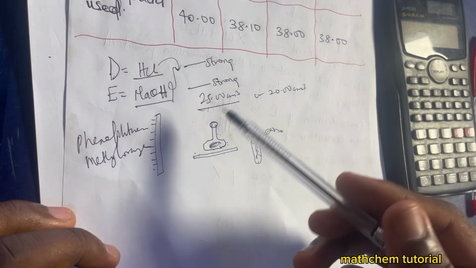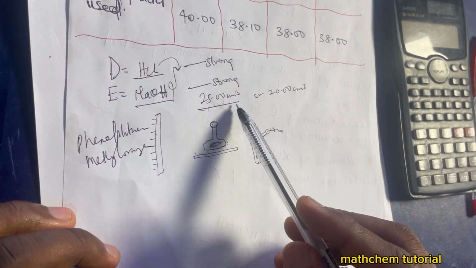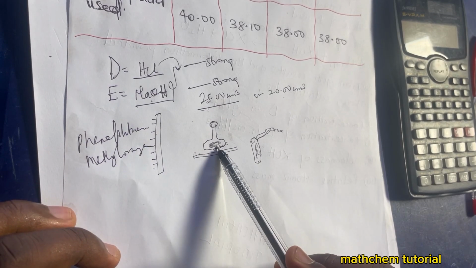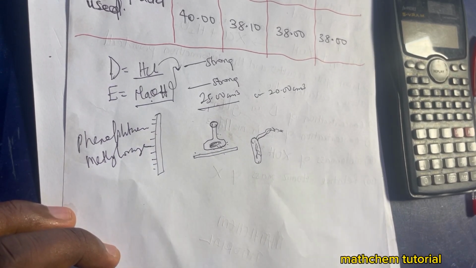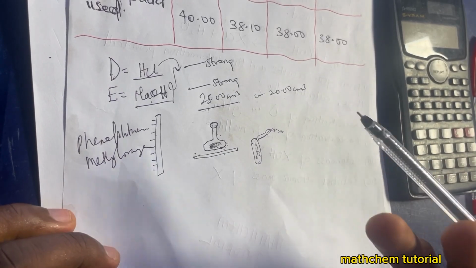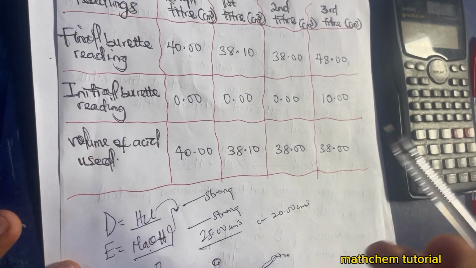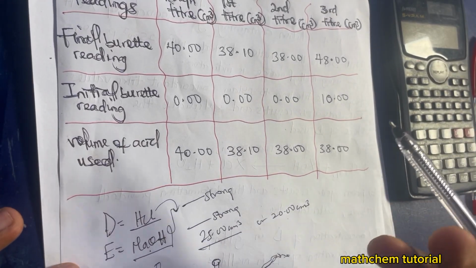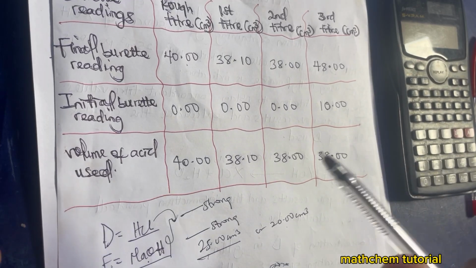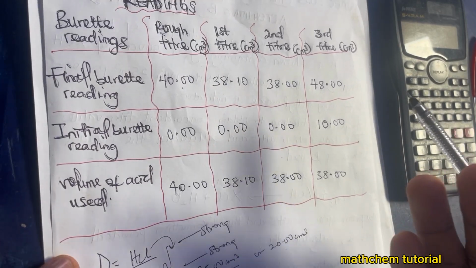Then later measure another 25 cm cube of this sodium hydroxide and pour it inside here. Once you do that, repeat the whole process. I believe you should have done this before in your school, at least during SS2, SS3, before the commencement of this WAEC. Your teacher should have at least given you an insight of what this is all about.